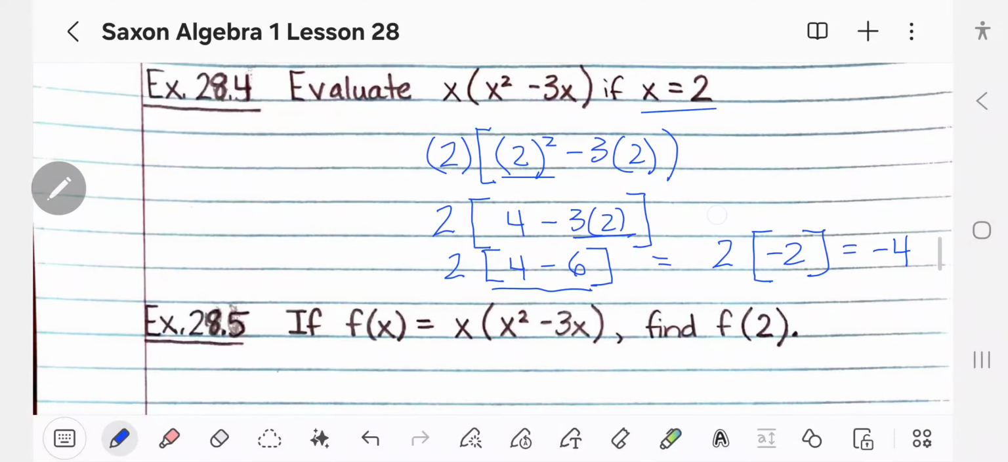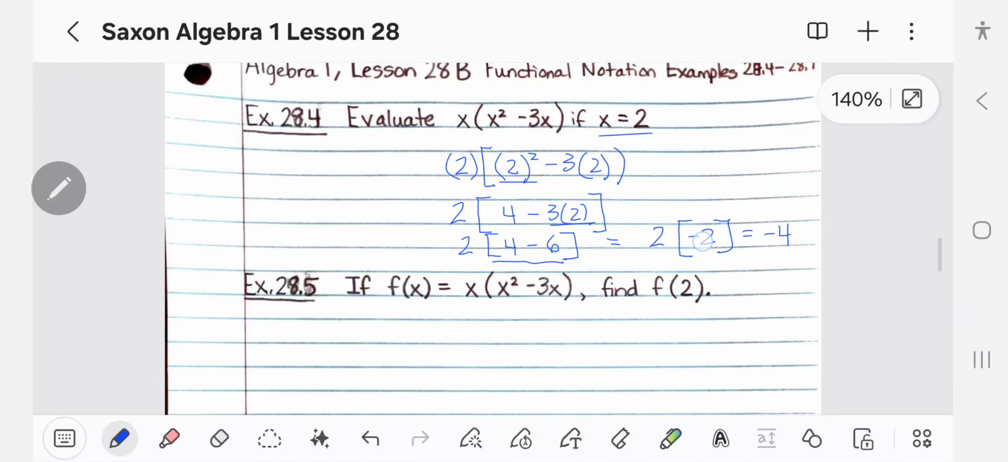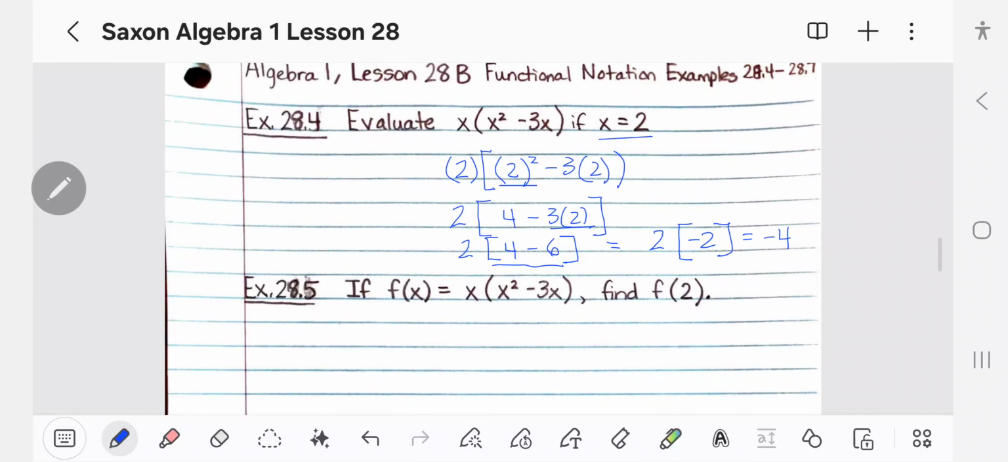Now we're going to look at the same problem, but it's written using functional notation. Do you see the difference here? Here they're giving me the expression and saying if, and then the value for the variable. But here they're saying if the function is this, this just means that the function's name is Frank, right? The function of x, then find f of 2. That means the x has been changed to 2.